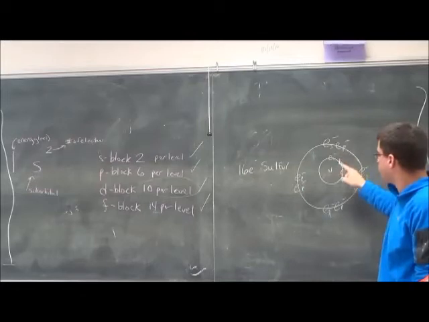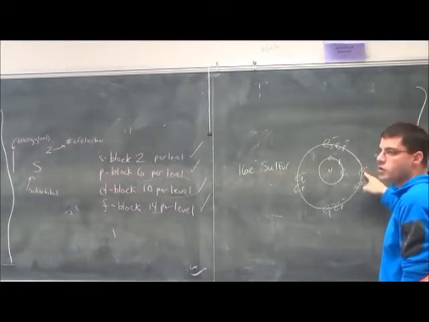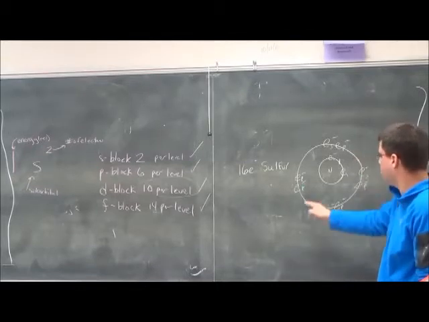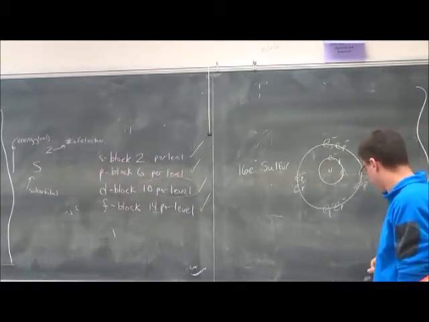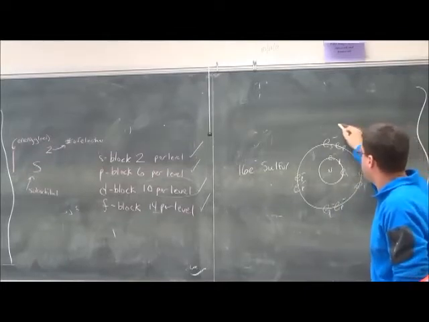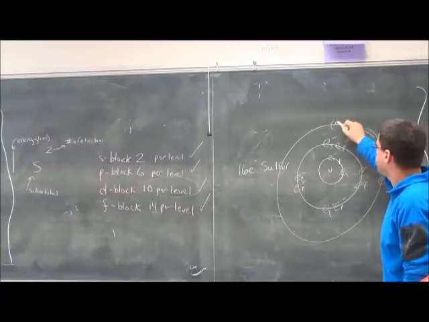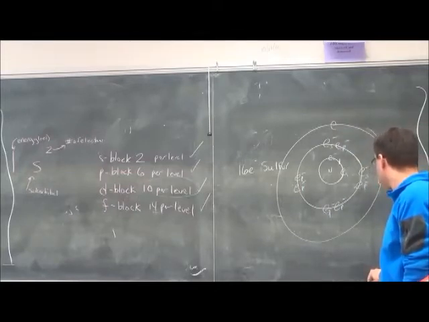Okay? So now I've got 2 in the first level in the S block, 1s2, 2 in the second level plus 6 more, 2p6. And now we have how many electrons? 10. We've got to open up a new level. Oh my gosh. 1, 2. We're in the S block again.